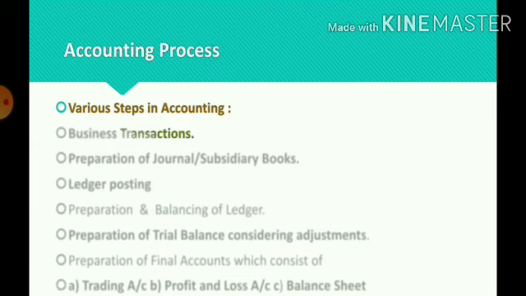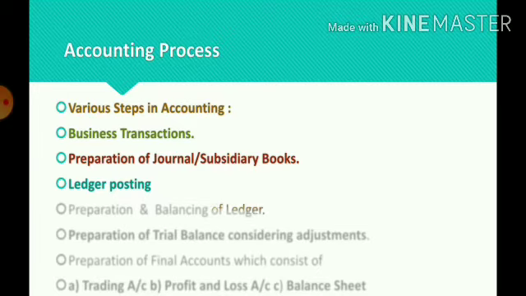First of all, we have to identify the business transactions. Then we have to apply the rules of debit credit, that is double entry bookkeeping system, and draft journal entry. We have to prepare various subsidiary books like purchase book, purchase return book, sales return book, cash book, etc., and find out the total. Then we have to do the ledger posting.